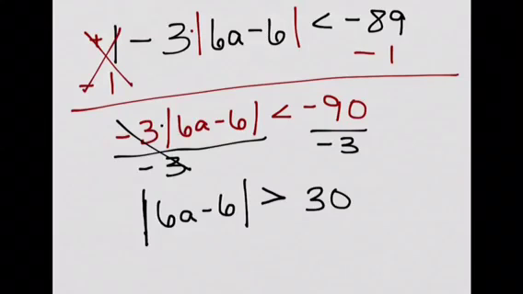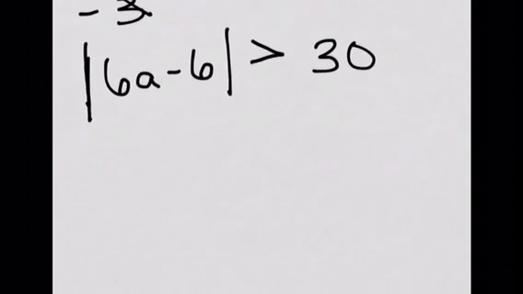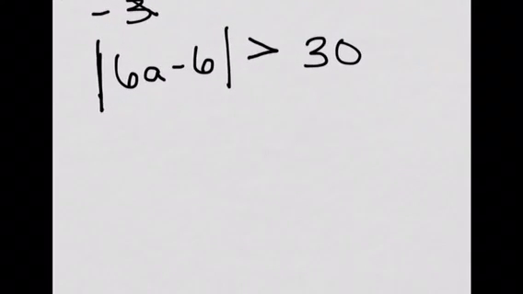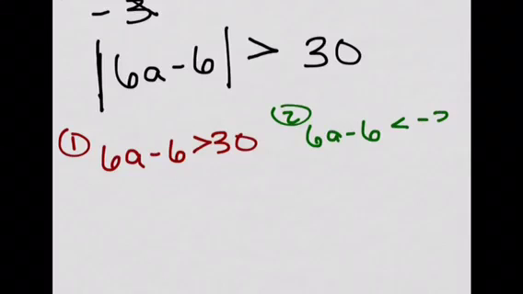So that was 2 steps in order to get my absolute value alone. My absolute value is greater than a positive number, which means I can solve this. It's not one of my special cases. So let's slide this down a little bit and solve this. I need to set up my 2 inequalities. So I need to set up 6a minus 6 is greater than 30, and I also need to set up my second one, which is 6a minus 6 is less than negative 30. We need to remember with the inequalities, we flip the sign, negate.